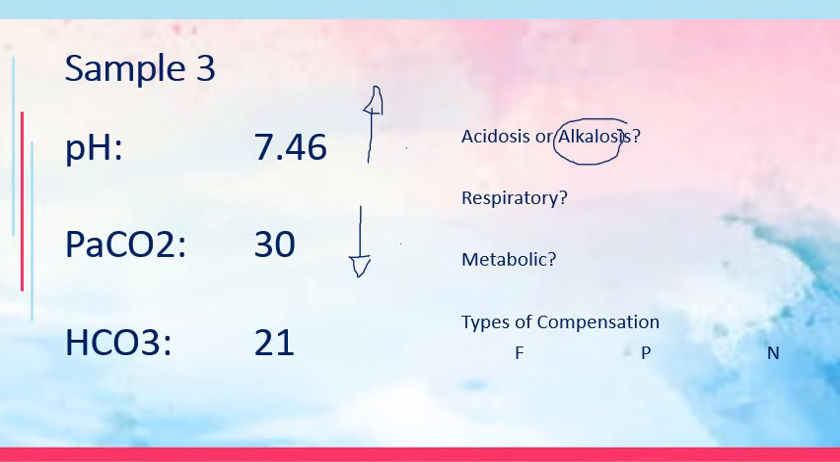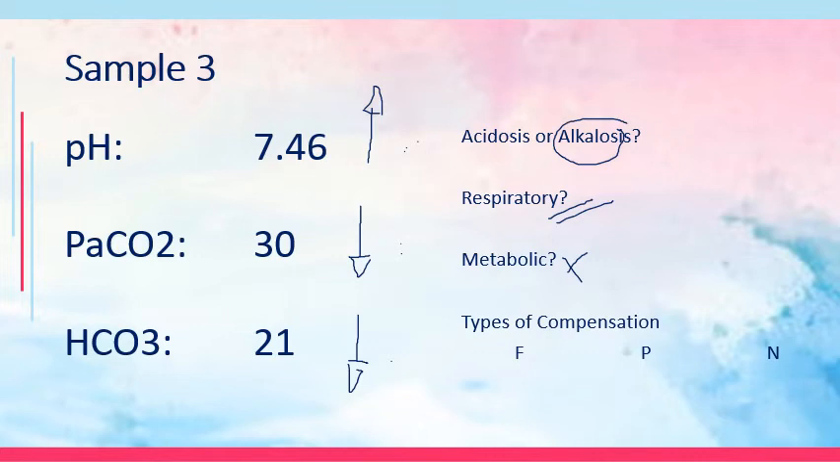What do we do? We check if the arrows are opposite. So yes, this is a respiratory problem. HCO3, 21. Is this increase or decrease? It is decrease. Now, we need to check if this is a metabolic problem. We need to compare the arrows of the pH and bicarbonate. Are the arrows equal or pointing in the same direction? No, they're not. So this is not a metabolic problem. We now know that we are facing respiratory alkalosis.